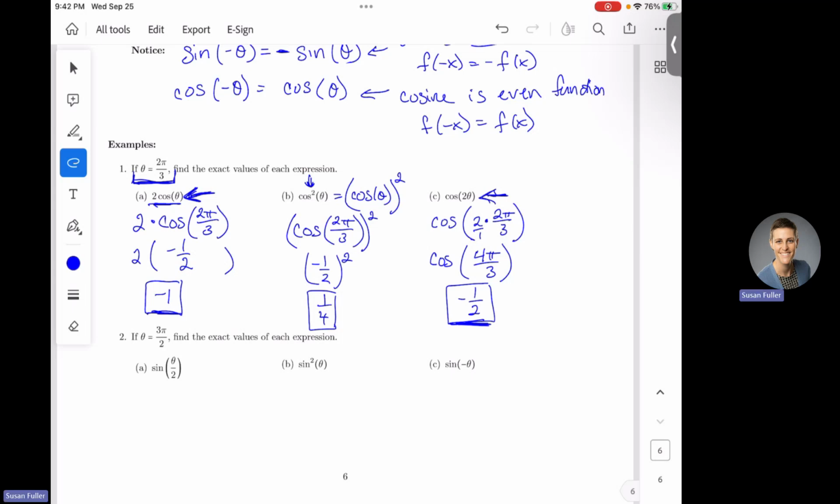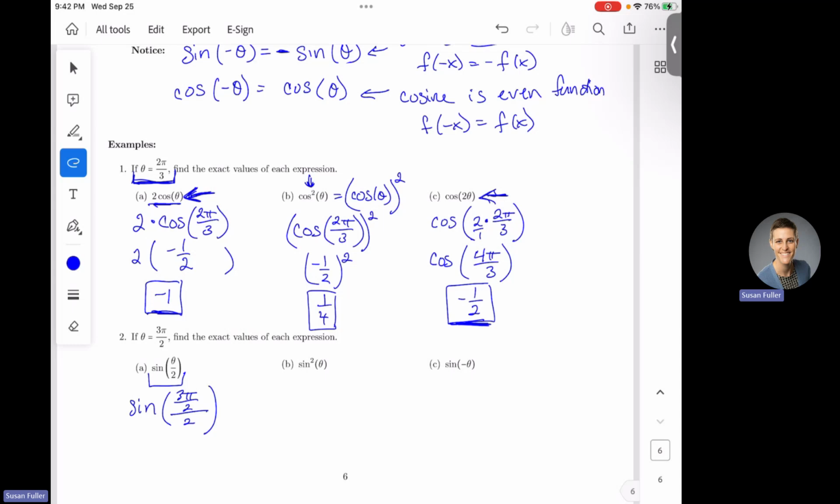All right, hopefully you had a chance to look at that. So this first one is saying, I want you to take the sine of whatever theta is divided by 2. This is saying take your angle and divide it by 2 and then find the sine of that. So we have to figure out what the sine of our angle, 3 pi over 2, divided by 2 is.